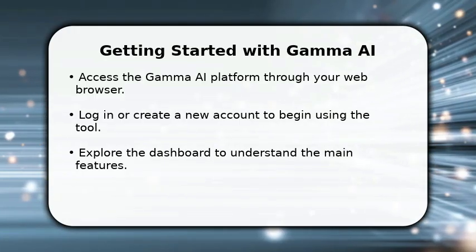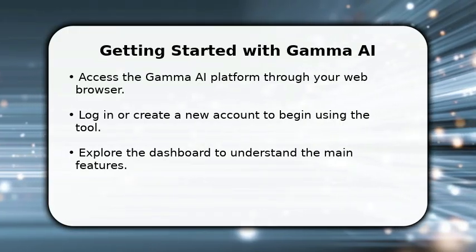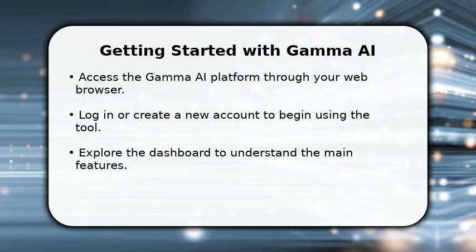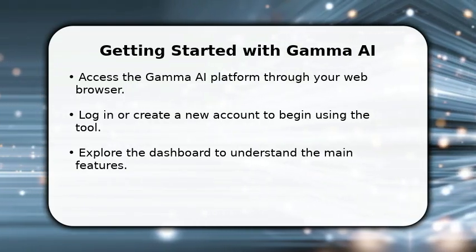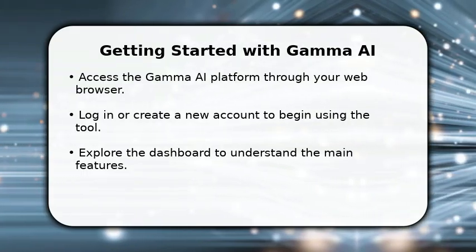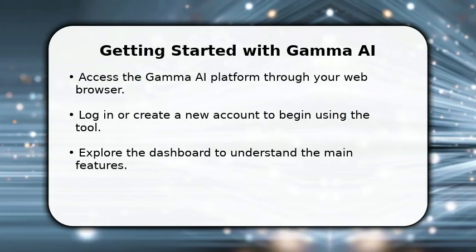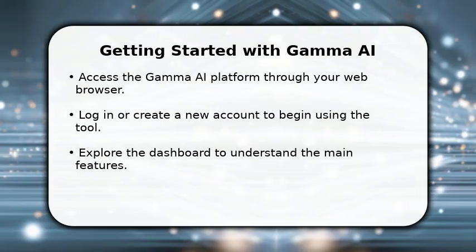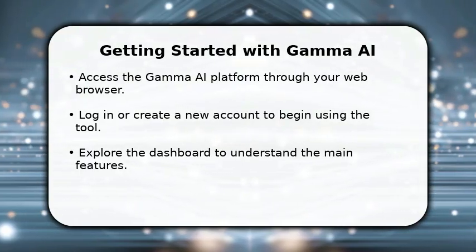In this video, I will explain how to use the Gamma AI tool. First, navigate to the Gamma AI website and either log in or sign up for a new account. Once you're in, take a moment to familiarize yourself with the main dashboard. This is where you'll find all the essential functions and options to start creating your presentations or documents efficiently.